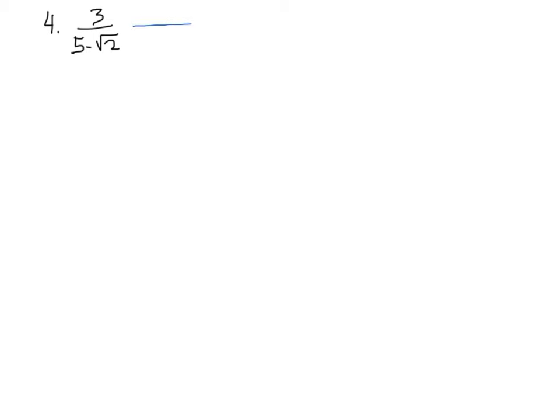This problem I'm trying to get rid of the radical in the denominator, so I'm going to multiply by the conjugate. So 5 plus root 2 and 5 plus root 2. So what I've written in blue there is really equal to 1, so I'm not changing the value of my expression. So the numerator, 3 times 5 is 15. 3 times root 2 is just going to be 3 root 2.